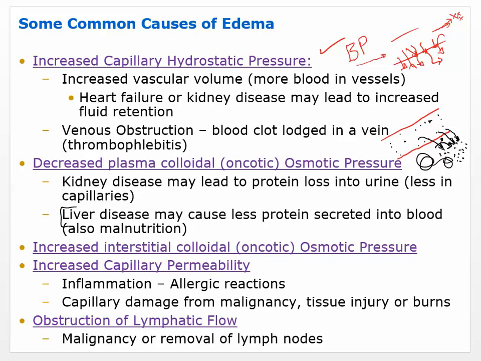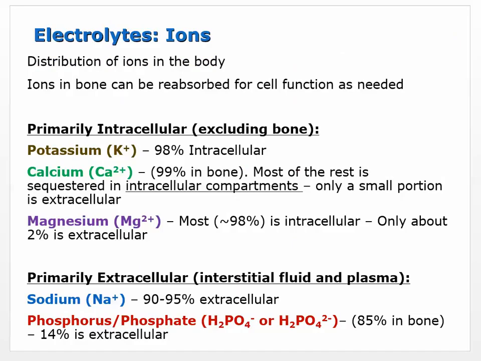Increased capillary permeability, I mentioned that. Like if you're injured and you have higher permeability, or it could just be damage. Or allergies. Allergies can cause increased capillary permeability. That means fluid's going to move more easily out of the capillary. So inflammation, allergic reactions, capillary damage from malignancy, tissue injury, burns, and then the obstruction of lymph flow. If you're not able to drain that extra water that ends up in your interstitium, then that fluid's just going to stay there, and that's also going to lead to edema.